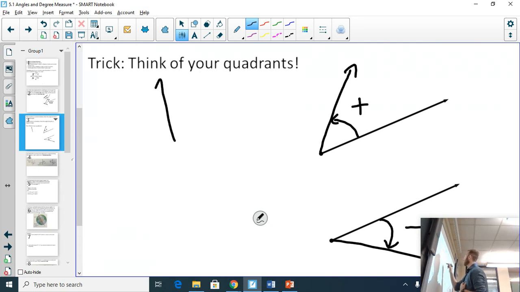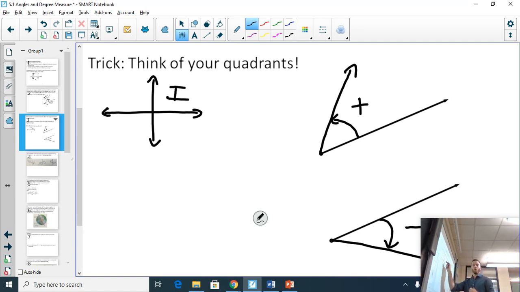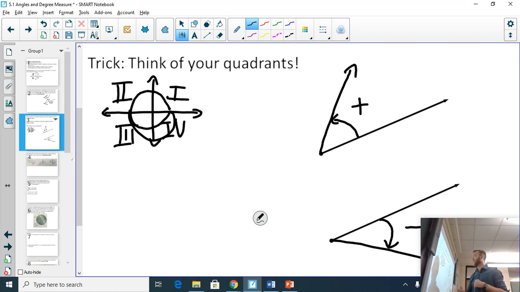And my trick there is to think of your quadrants, right? So in our x and y plane, I'm thinking if you start in quadrant 1, the correct order goes 2, 3, 4. So in the correct order, you are going counterclockwise, and the correct order is positive. That just kind of makes sense to me. And if you're going the wrong order, you're negative, and that's what makes sense to me.